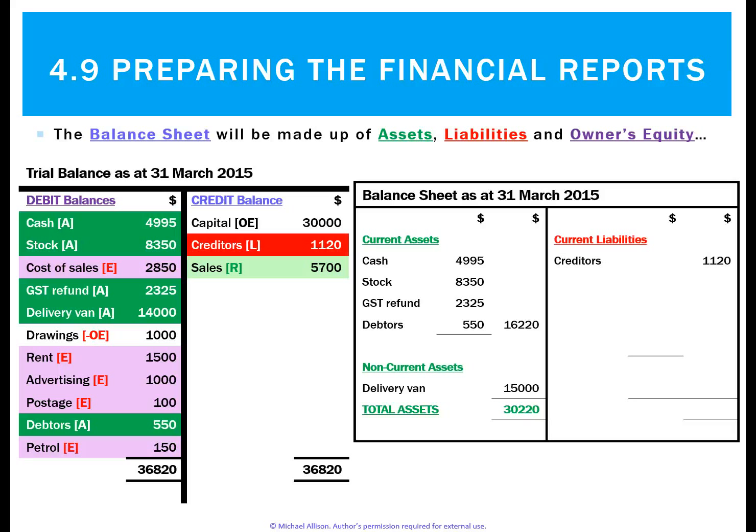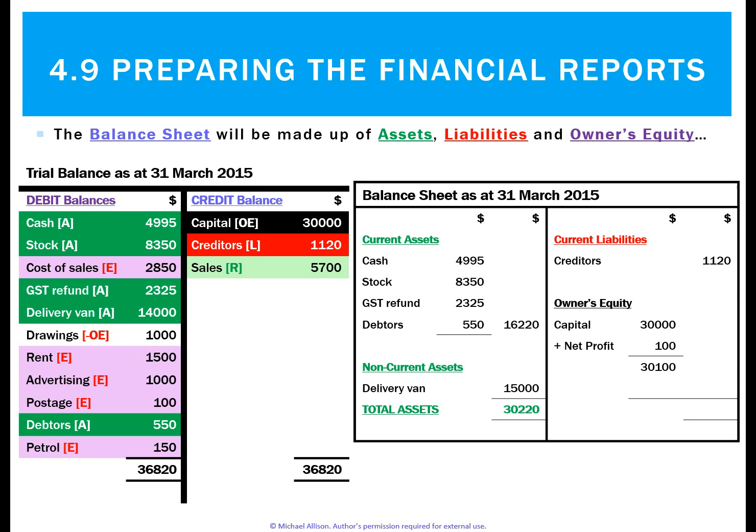On the other side, we'll start with our current liabilities, which were creditors. We don't have any non-current liabilities. What we've got is owner's equity or capital of $30,000. A slight change is the format of the owner's equity section. What we're going to do now is actually add a couple of steps into this. So from capital, the balance that you see, we're actually going to add in the net profit. We figured out we had a net profit of $100. That equals owner's equity of a total of $30,100.